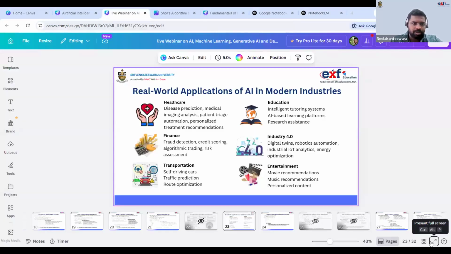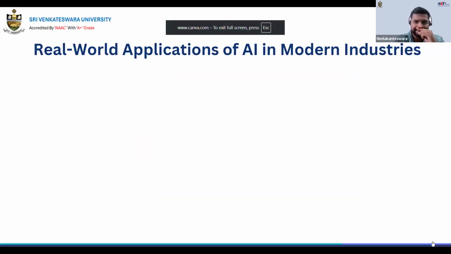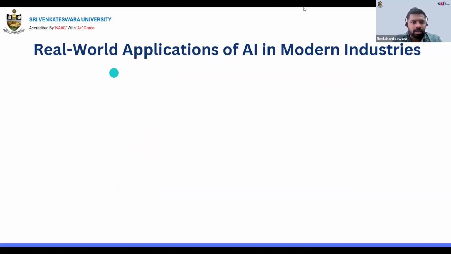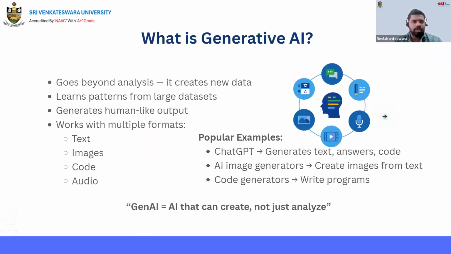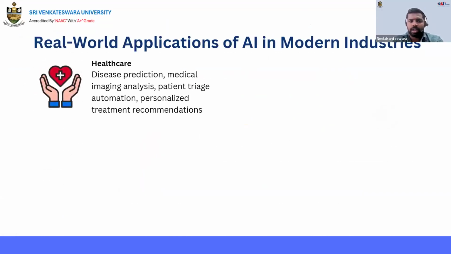Now we'll get back to our actual topic. Now see here, the real world applications of AI, where we can use it mostly. We can use it in healthcare for disease prediction or medical image analysis.